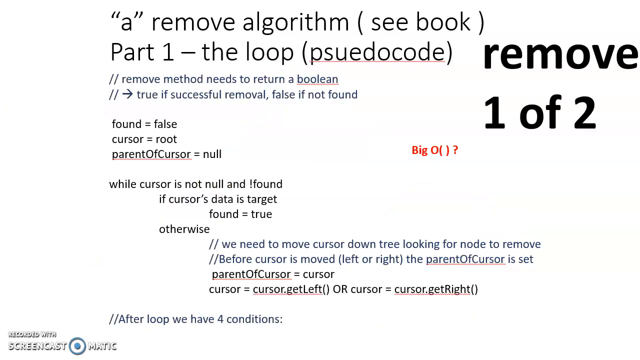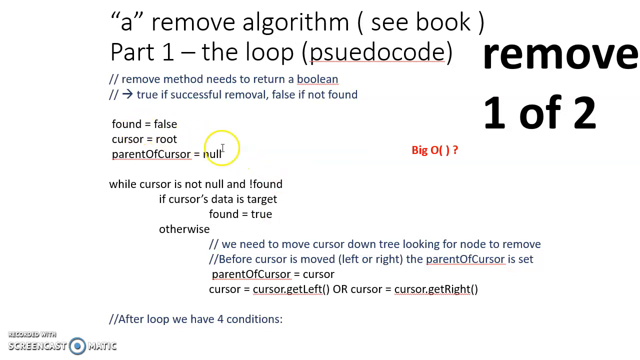The reason I point that out is the first aspect of the remove algorithm is going to be a loop where we have to move the cursor down the tree. I'm going to go through that first part pretty quickly because I'm assuming we just would have seen the exists method. So if you haven't seen exists, go take a look at the exists video and then pick up here with the remove.